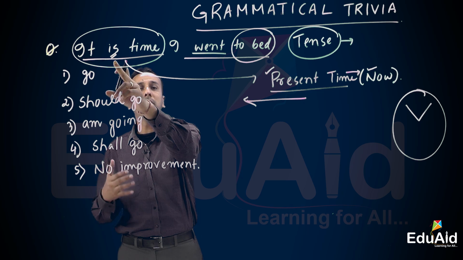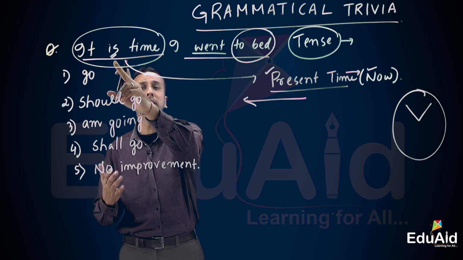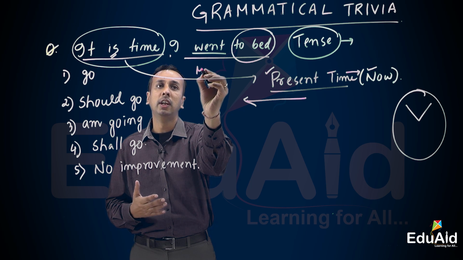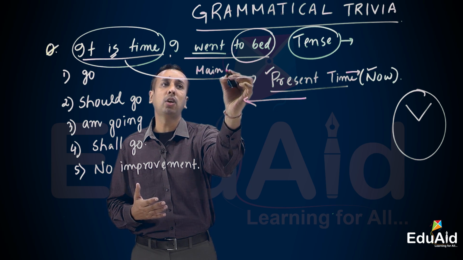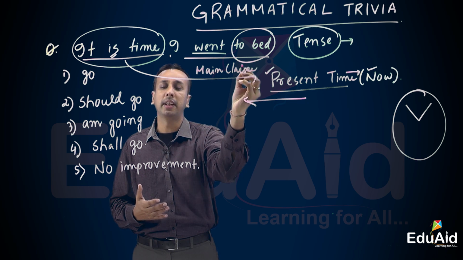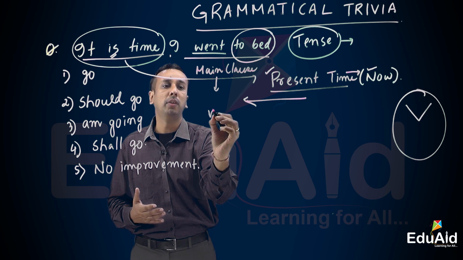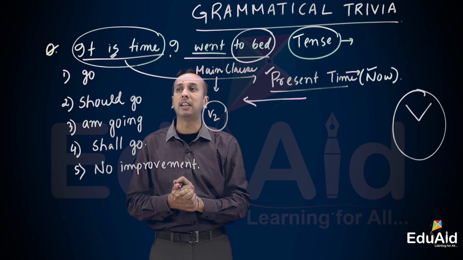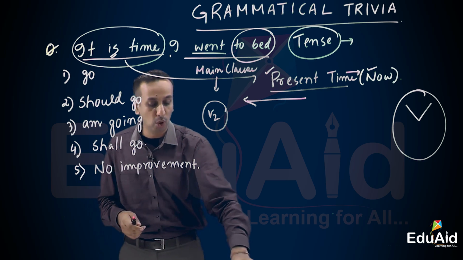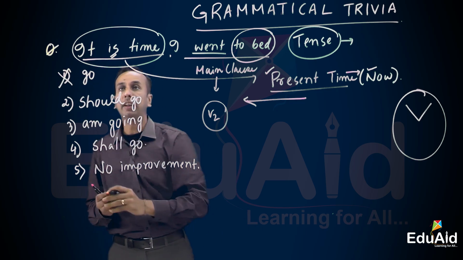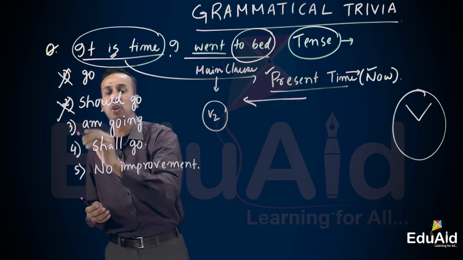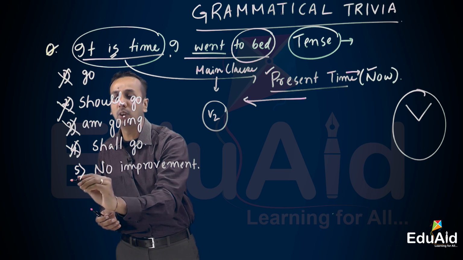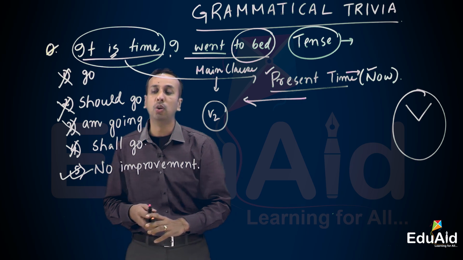Despite the first clause being in simple present tense, the other clause, that is the main clause, will be in simple past tense. So the main clause will be in simple past. That means it cannot be go, it cannot be should go, it cannot be am going, it cannot be shall go. Hence it has to be no improvement.